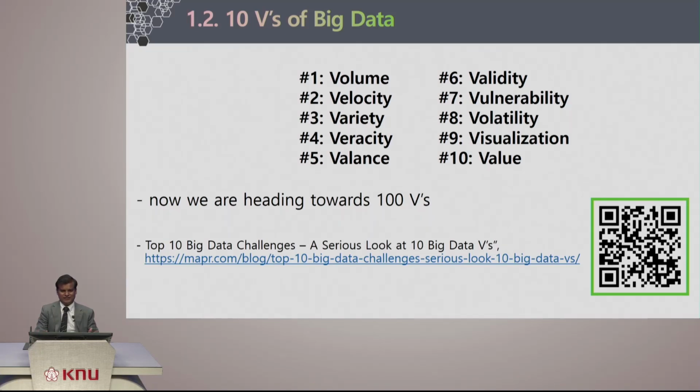We already saw volume, velocity, and variety. Then come the other V's like veracity, valence, validity, vulnerability, volatility, visualization, and value. And of course, we are now heading towards 100 V's. Let's briefly see what these other 7 V's are before we discuss a few points about those 100 V's.